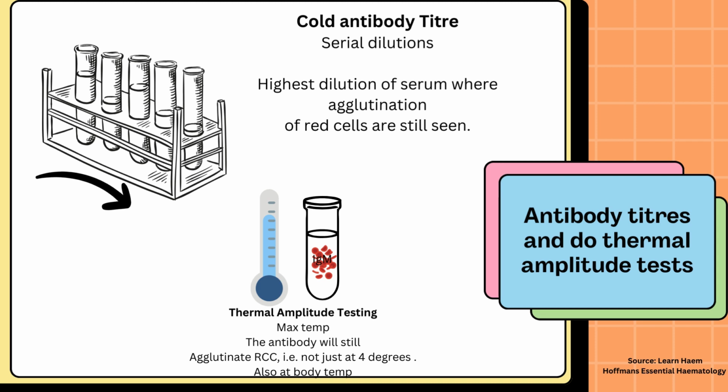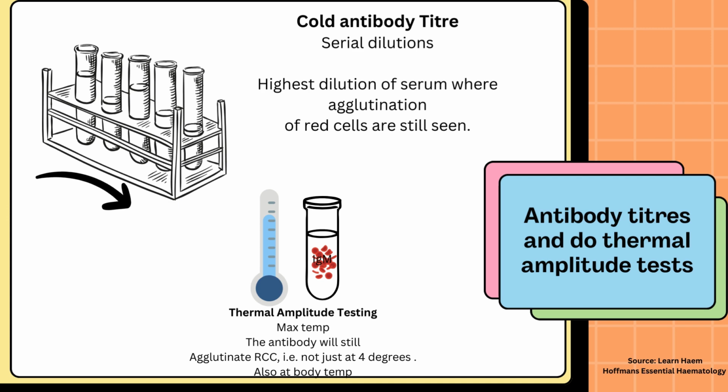So a cold antibody titer is when you do serial dilutions, and it's the highest dilution of serum where agglutination of the red cells is still seen. So how strong is that antibody bound at 4 degrees? And if it's a 1 in 64 serial dilution, so you dilute it by 1, then 2, then 4, then 8, and so on, and if it's still bound in 1 in 64, that's a strong antibody titer.